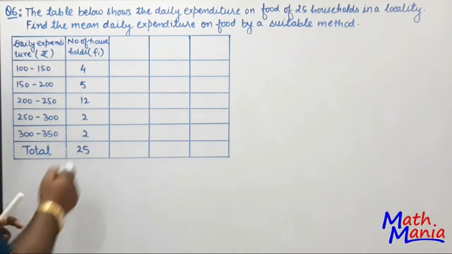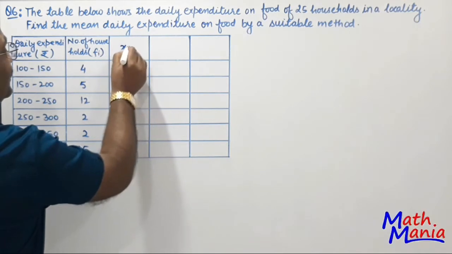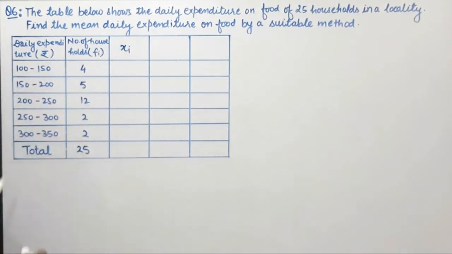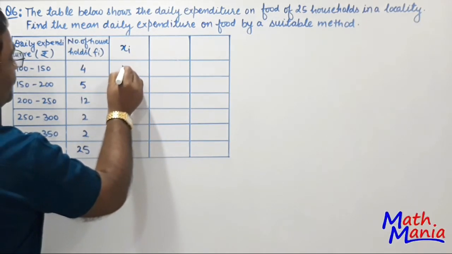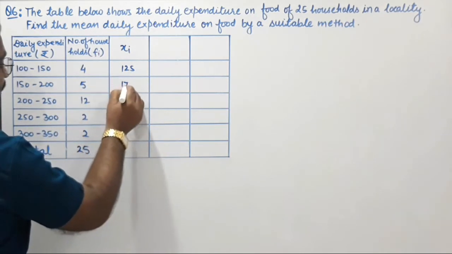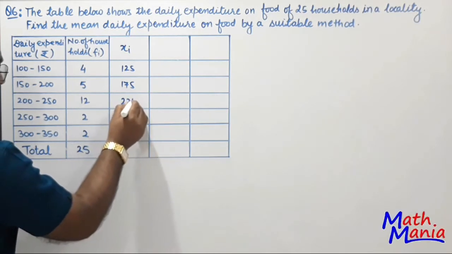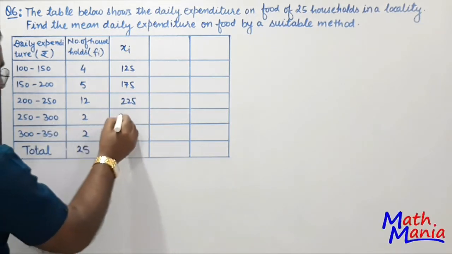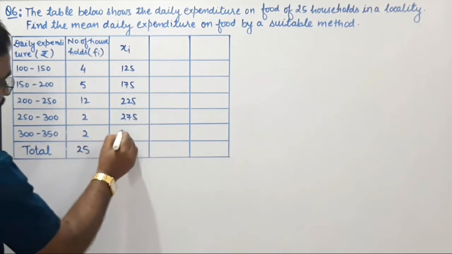So to find it, we have to find the value of xi, which is the mean of the class limits. The mean of 100 and 150 is 250 divided by 2, that is 125. Then it will be 175, 225, 275, 325.